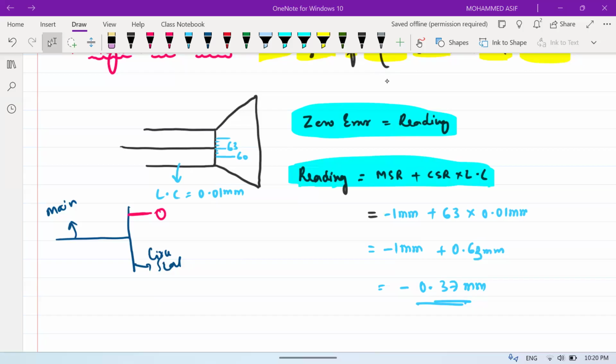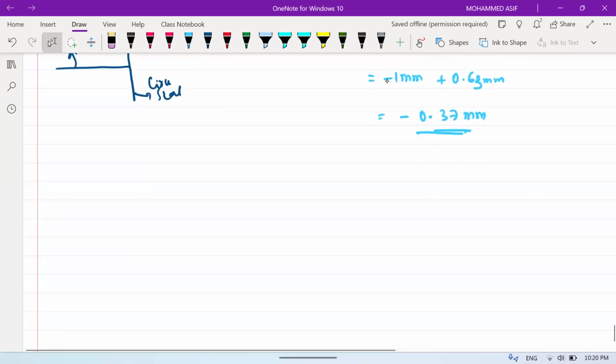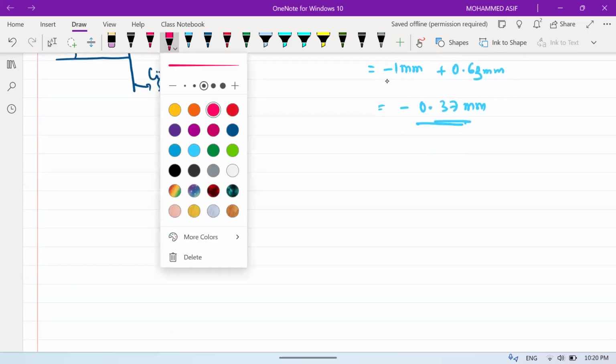Shireen clear है? Yes, sir. चलो एक क्वेश्चन चलो करो जल्दी से आप लोग. Everyone.